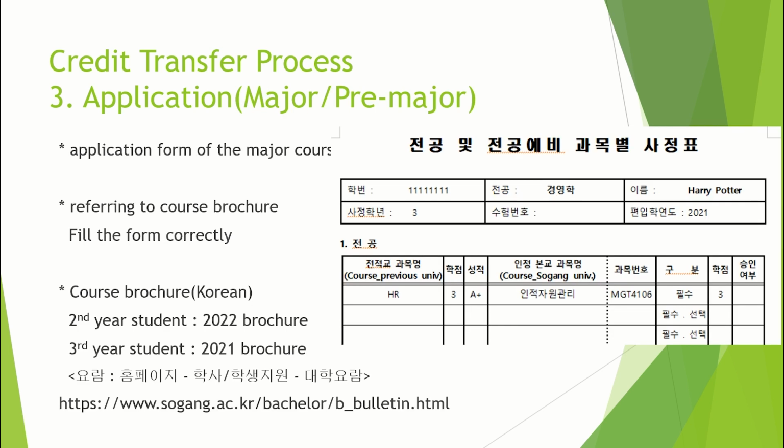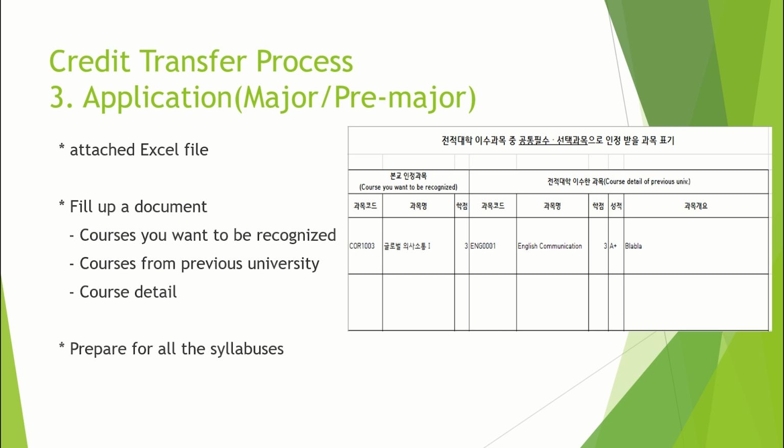Well, the major part is also simple. You can write on the blank of the sheet the courses you want to be recognized and the courses you attended. The course brochure is on our homepage. They are all written in Korean, so maybe you need Google Translate or Papago or ChatGPT, anything. In the major part, in the same way, you should fill in the document and need all the syllabuses.